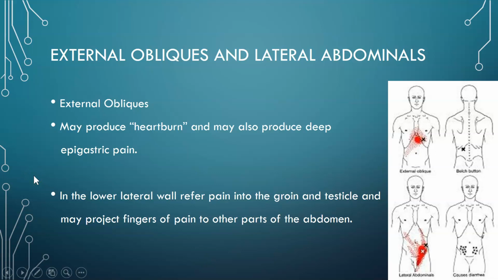External obliques and lateral abdominals. The external obliques can produce a heartburn and may also produce deep epigastric pain, which we see here. In the lower lateral wall, we can find referred pain into the groin and testicle and may project fingers of pain into other parts of the abdomen that we see here. Now, Travell claims that there's a belch button that if you push back in here, you may cause the patient to belch. I don't know if that's true or not. I'm more concerned with these referral patterns that we see here.